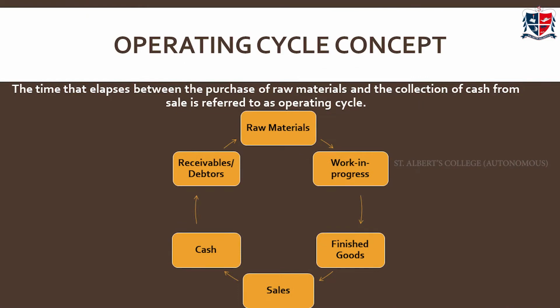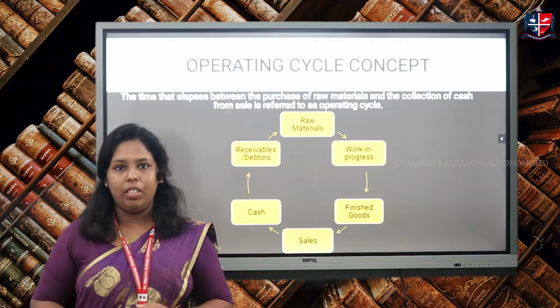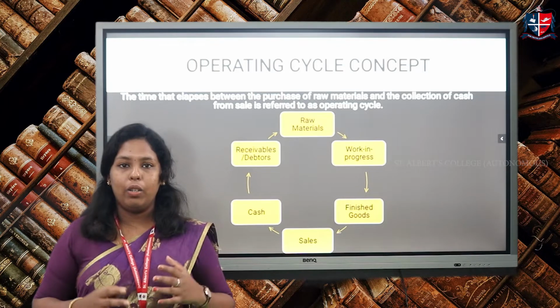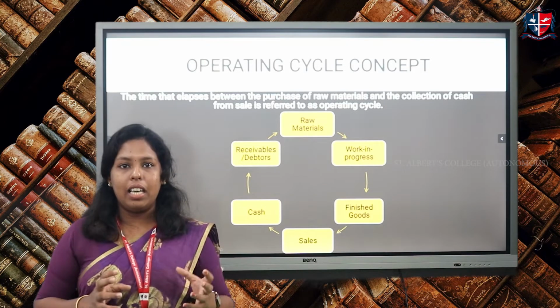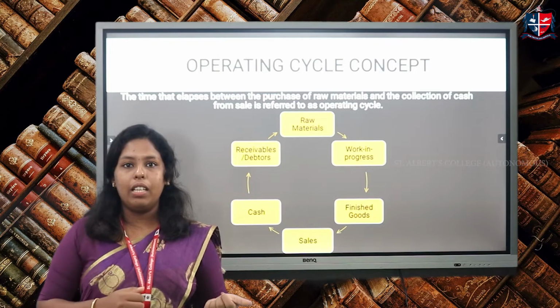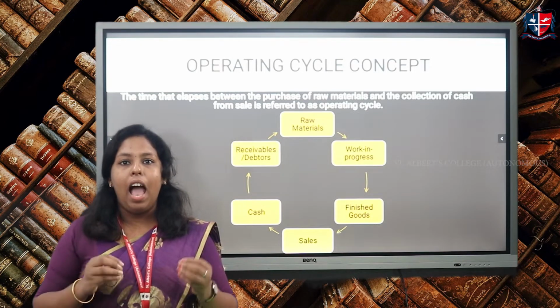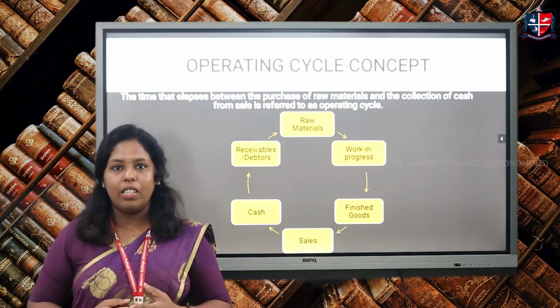So before defining what working capital is, we need to know a concept known as the operating cycle concept. Operating cycle is the time taken to convert the raw materials into cash, or the time between the purchase of raw materials and the collection of cash from the sales.